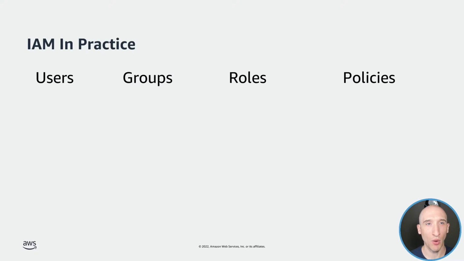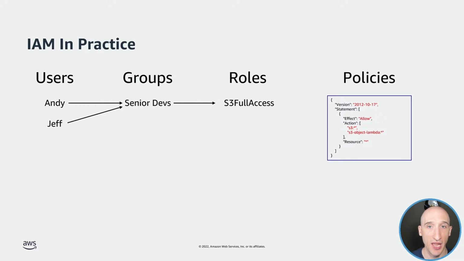So let's go through a practical example of IAM in practice. Currently, I have 2 users. Those resources are called Andy and Jeff. Andy and Jeff are both senior developers, so I'm going to assign them to a group. And I want to ensure all members of the senior devs group have full access to Amazon S3. So what I can do there is specify a policy that provides full access to S3 and grant that policy to that role. So that seems pretty clear.